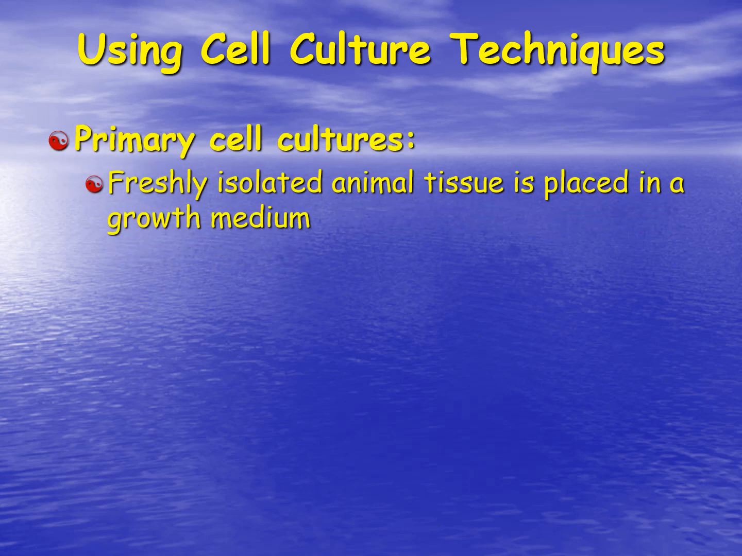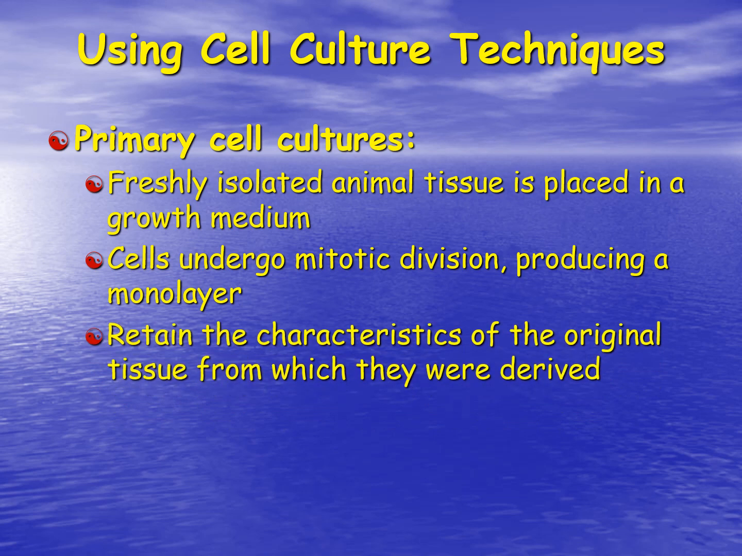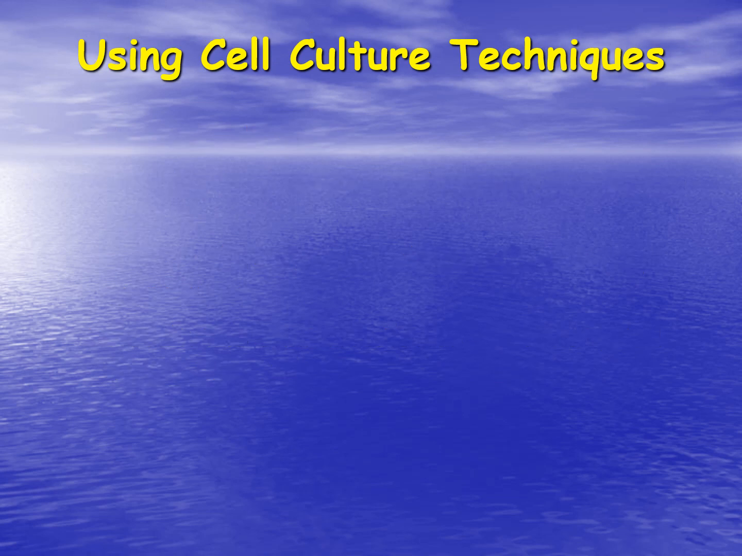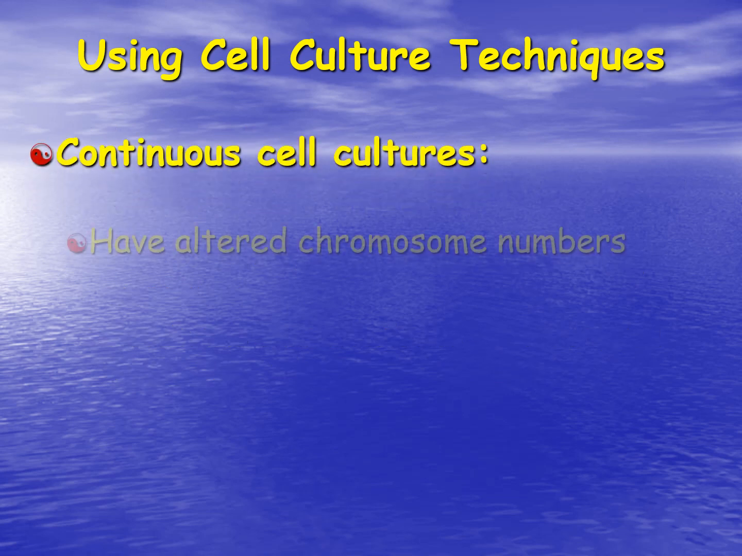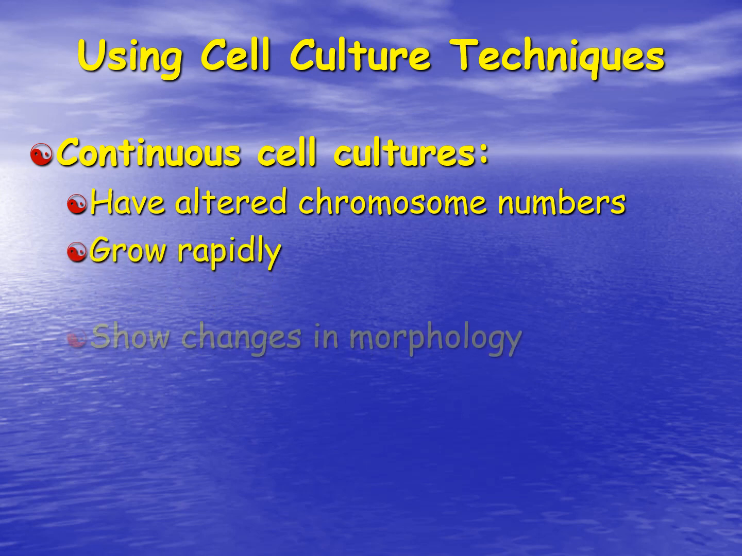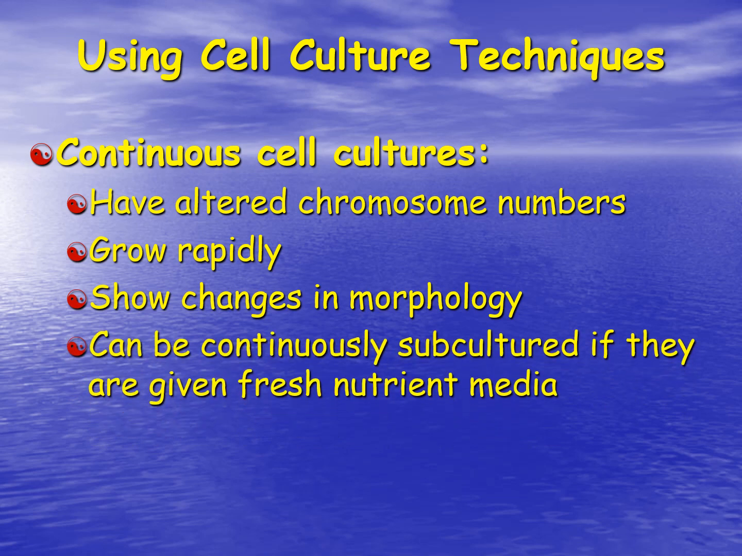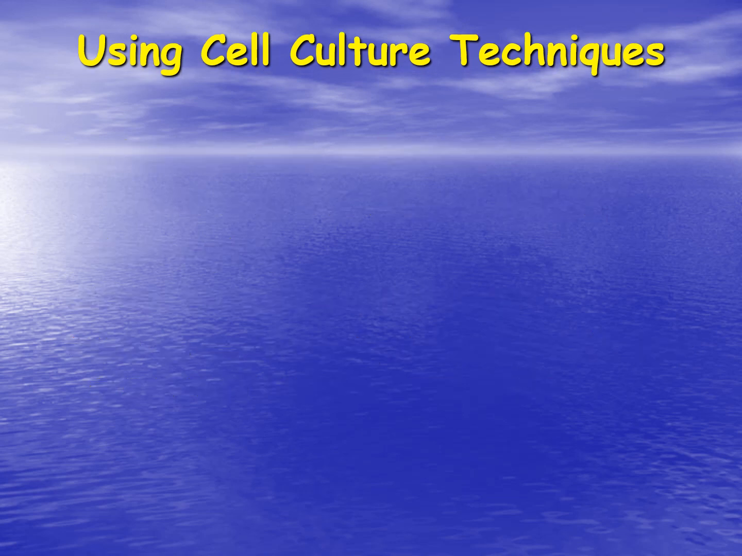Primary cell cultures are freshly isolated animal tissues that are placed in an appropriate growth media, and the cells will undergo mitotic division, producing a single layer, or monolayer, of the tissue cells. They retain the characteristics of the original tissues from which they were derived. Continuous cell cultures have altered chromosome numbers. They typically can grow very rapidly, and they can show changes in the morphology of the cells. They can be continuously subcultured if they are given fresh nutrient media.